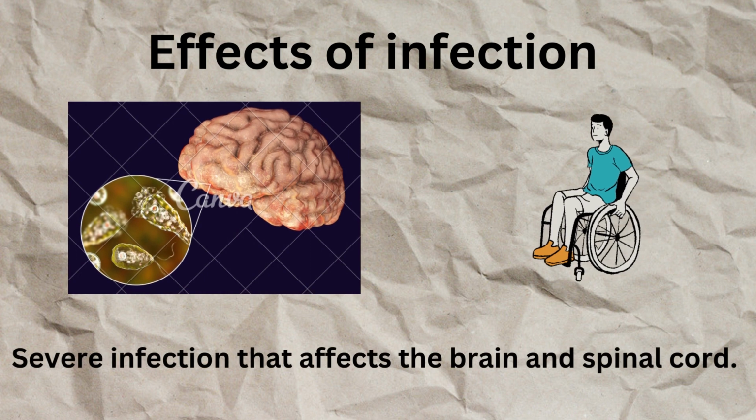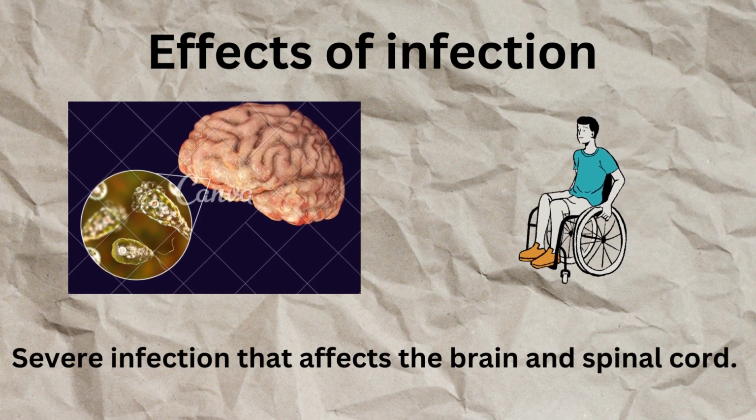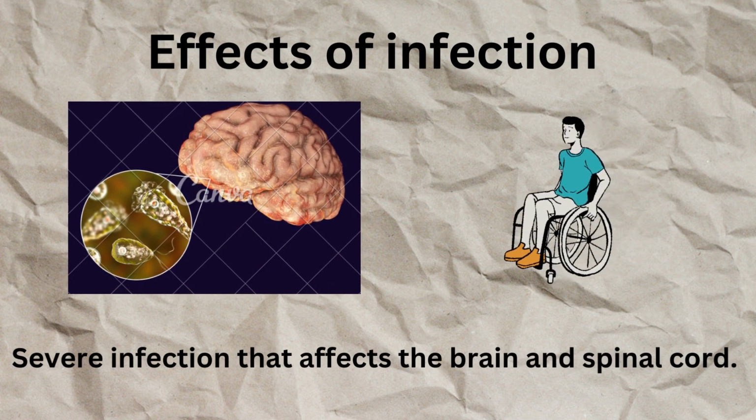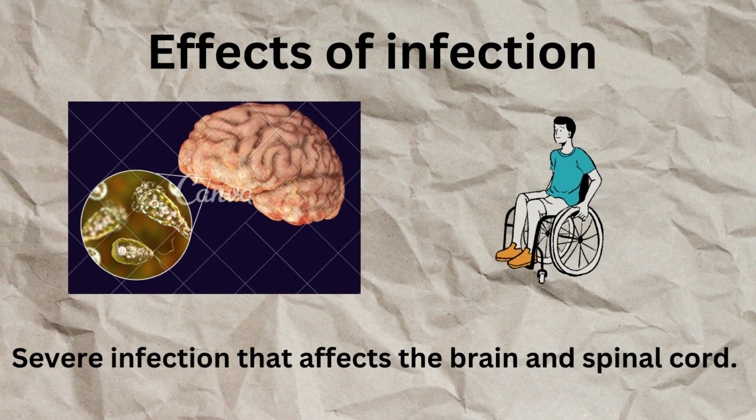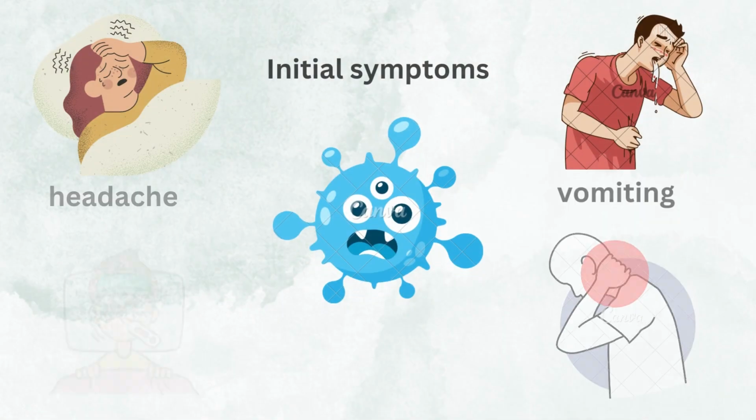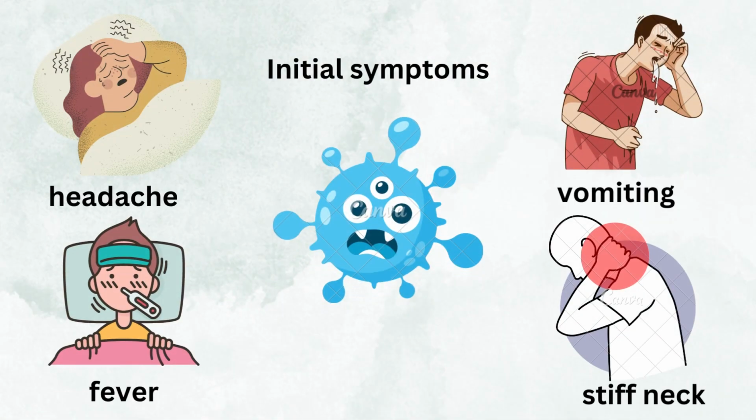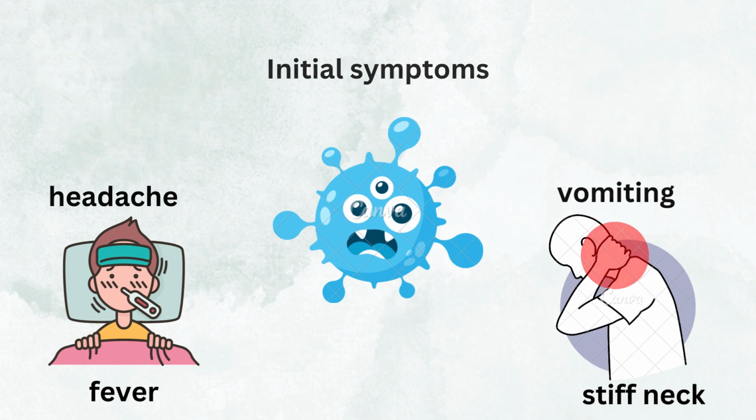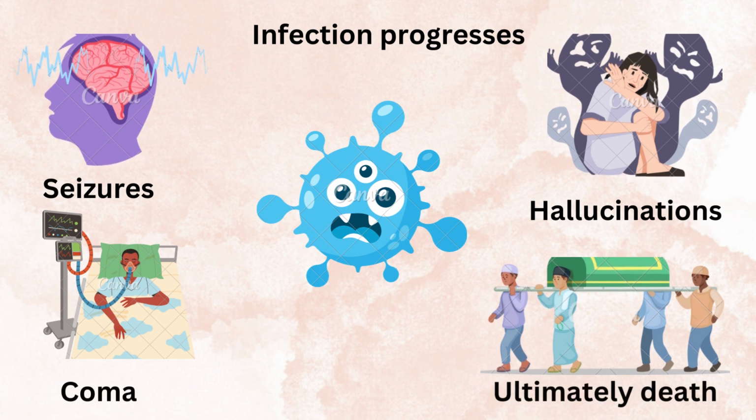The infection caused by Naegleria fowleri is known as primary amoebic meningoencephalitis, or PAM. It is a rare but severe infection that affects the brain and spinal cord. Initial symptoms may resemble those of bacterial meningitis and include severe headache, fever, nausea, vomiting, and a stiff neck. As the infection progresses, it can lead to seizures, hallucinations, coma, and ultimately, death.